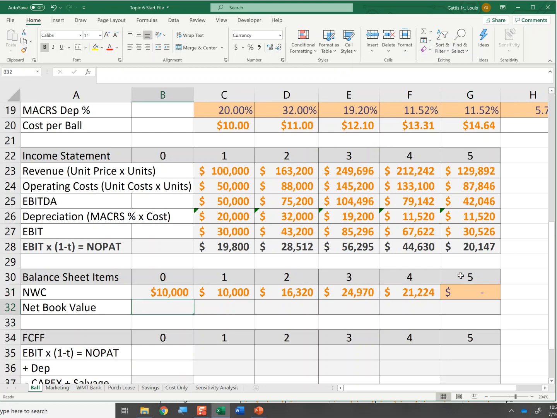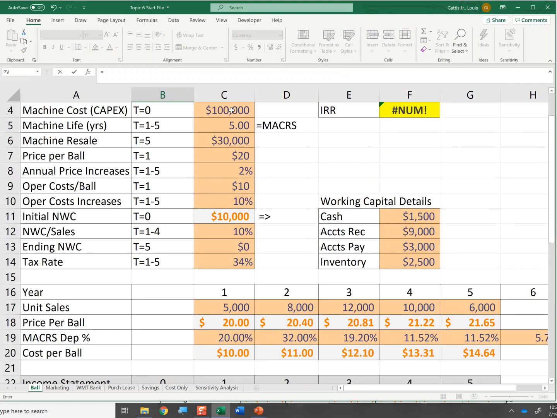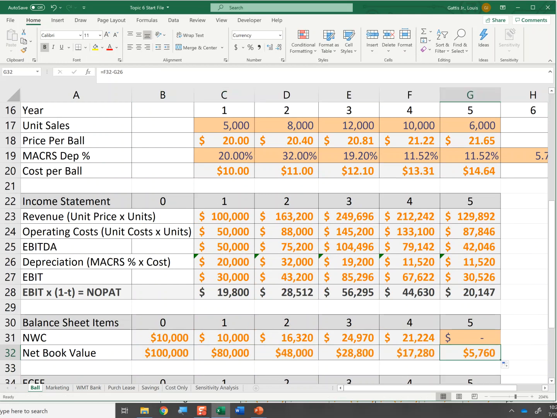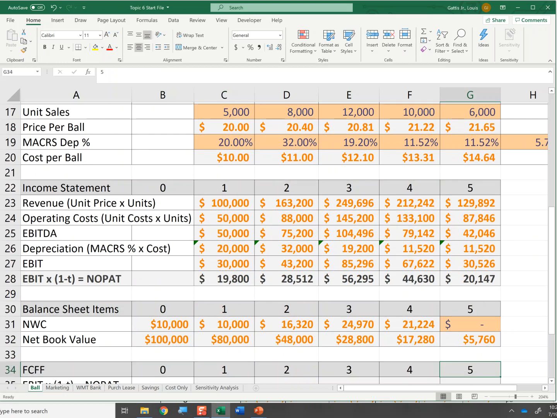And let's also calculate the net book value of our machine to calculate the after-tax salvage later. The net book value on year 0, or time period now, is $100,000. And then that $100,000 is reduced by the yearly depreciation. So you can see it going down from 100 to 80, and it's worth $5,760 by end of year 5.